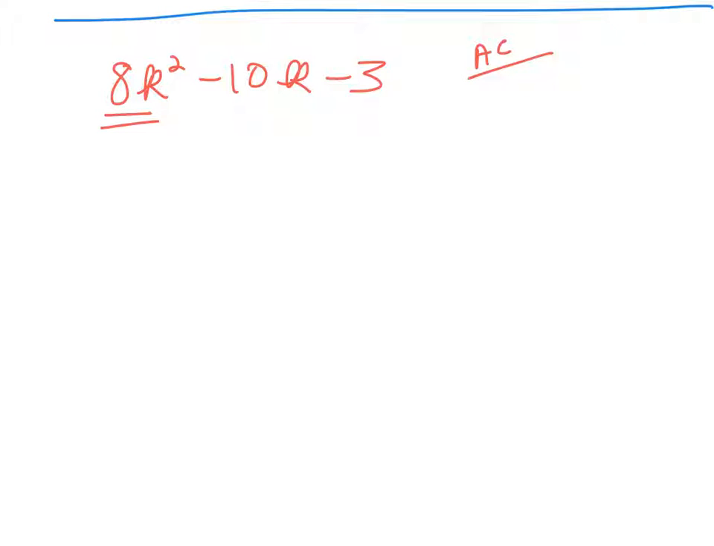So what does that mean? It means we're going to leave 8k squared alone. We're going to leave negative 3 alone. Those two are going to stay the same, but we're going to rewrite negative 10k. But we have to figure out how we're going to rewrite it, and that's where the AC part comes in. So A times C here would be 8 times negative 3. So we use the squared coefficient times the constant, which is negative 24.